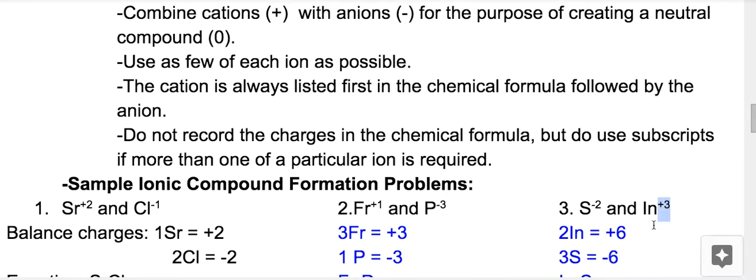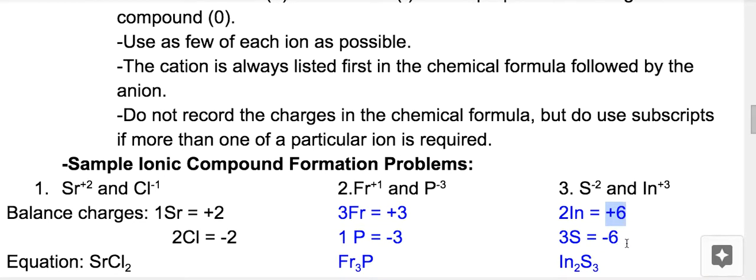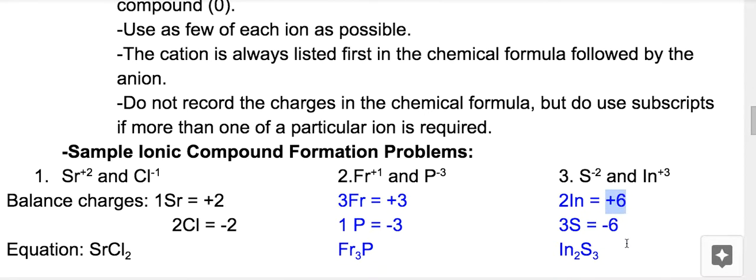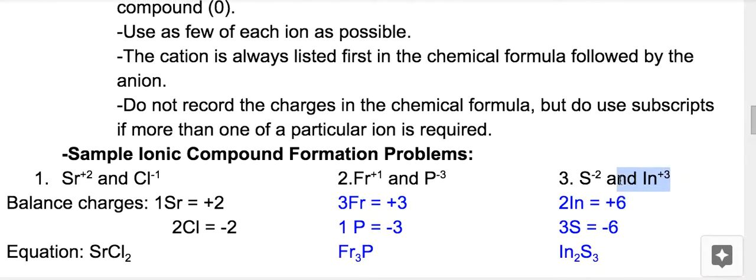How do I get 3 to turn into 6? I have to multiply it by 2. So I've got 2 times this +3 gives me a +6. Now I've got +6 and a -6, which balance out. Now, one thing that's a little trickier here, make sure our cation goes first. So be sure that you wrote indium 2 and then sulfide 3 in that order.